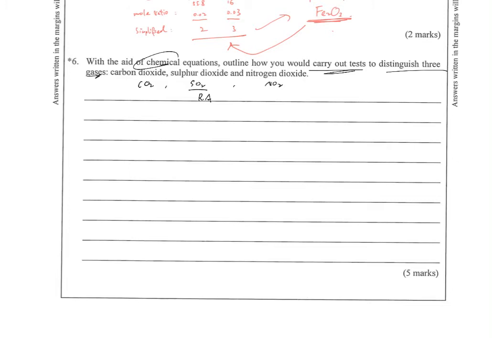So first of all, we need to pump or bubble each gas separately into an oxidizing agent. We can use acidified potassium dichromate. So only sulfur dioxide turns the solution from orange to green.